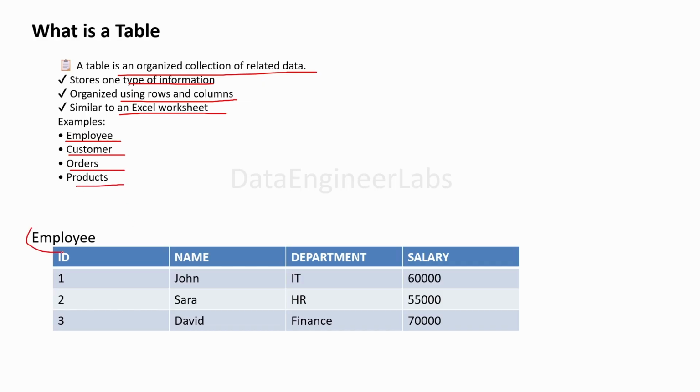Here is an example of an employee table. You can see there is a horizontal line which is called a row, and then there is a vertical line which is called a column. We will understand rows and columns in depth in the upcoming slides, but this is the look of a table where you can see in the employees, all the employee details are available in the form of rows and columns.